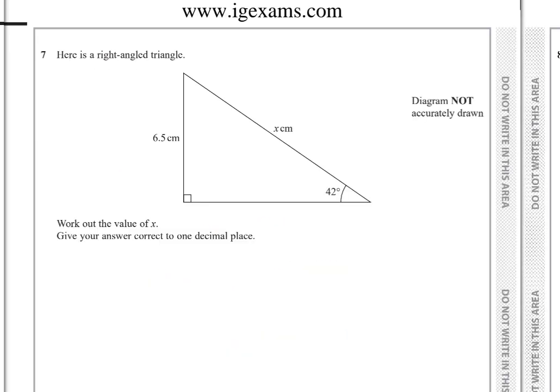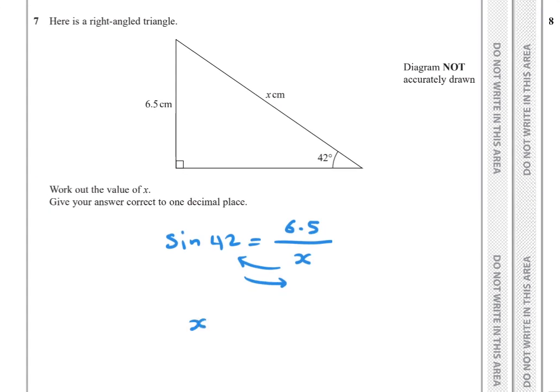Number 7, here is a right angle triangle. Work out the value of x. In this right angle triangle, we have the angle and we have the opposite. We need to find the hypotenuse. So sine 42 equals 6.5 over x. Now switch between x and sine. So x equals 6.5 over sine 42 equals 9.7 to one decimal place, centimeters.